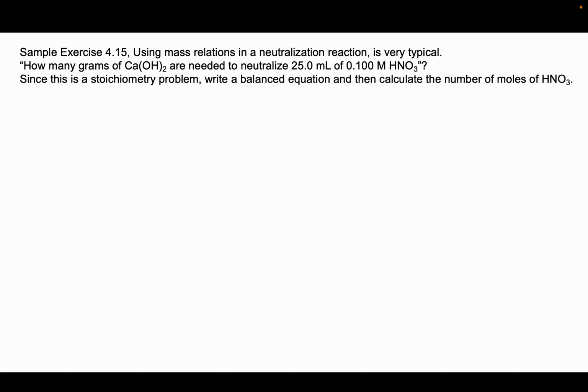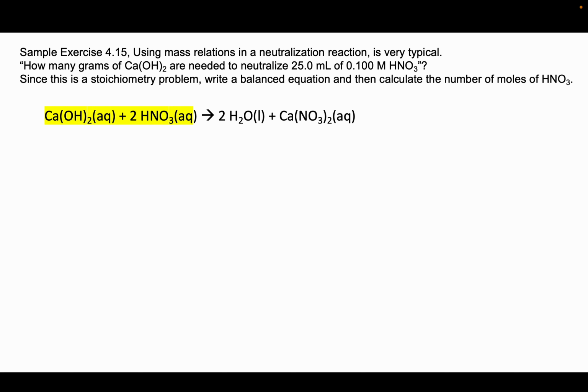Let's apply some of these ideas. Sample exercise 4.14. The question, how many grams of calcium hydroxide are needed to neutralize 25 milliliters of a 0.1 molar nitric acid solution? I see a stoichiometry problem, so I have to start with a balanced equation. This is an acid-base neutralization reaction. Calcium hydroxide is the base, nitric acid's the corresponding acid. It produces water, and the resulting salt, calcium nitrate.